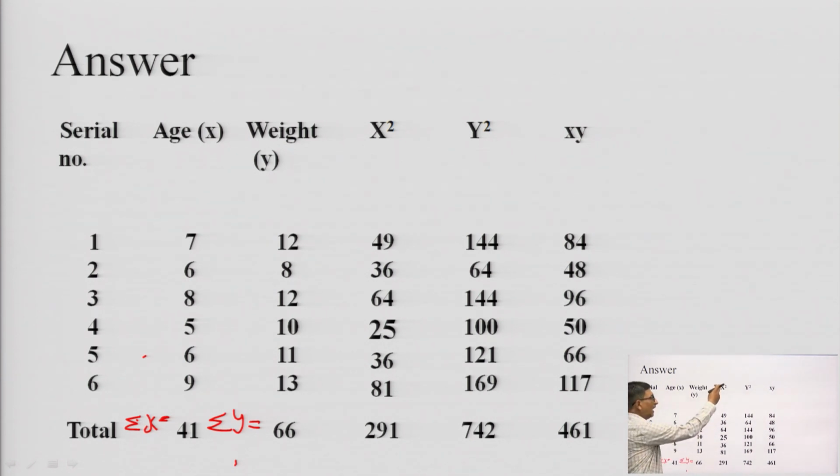Now, we find x square. In x square we find by squaring the values of x: 7 sevens are 49, 6 sixes are 36, 8 eights are 64, and then we find the sum of these terms. This will be equal to summation x square.